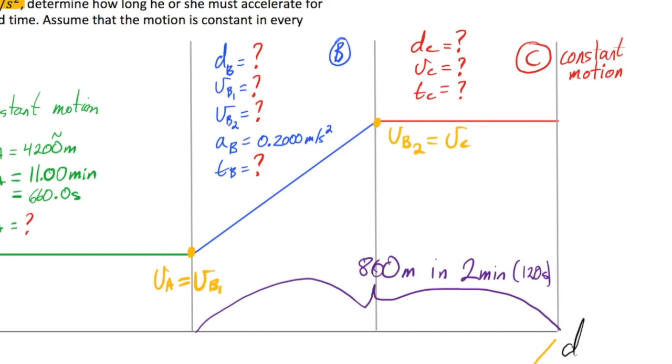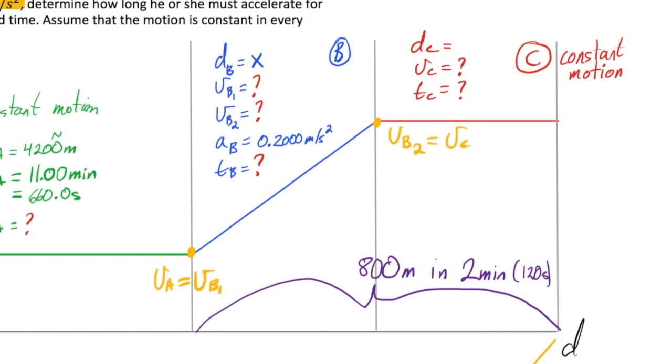So that 2 minutes, that's 120 seconds. So here's the thing. Let's talk about this 800 meters. I don't know how much belongs to section B and how much belongs to section C. So what I'm going to say is the following. Let the distance in section B equal x. I don't know what x is. That's something that we're going to have to find out.